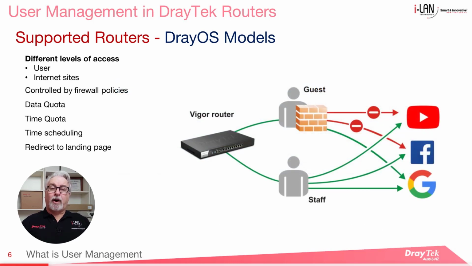As mentioned earlier, firewall policies can be used to grant different levels of access to internet sites based on the user. In the example shown here, staff have full access to the internet, but guest users are blocked from going to YouTube and Facebook. We can also apply a data and/or a time quota for each user and also set up a schedule to restrict access to certain time periods. Also, for some users, you can redirect them to a company landing page if required.